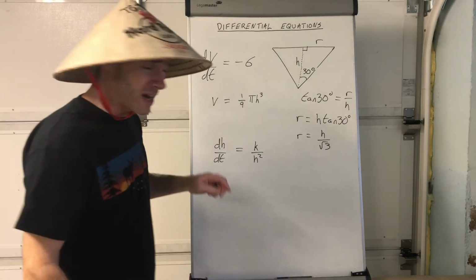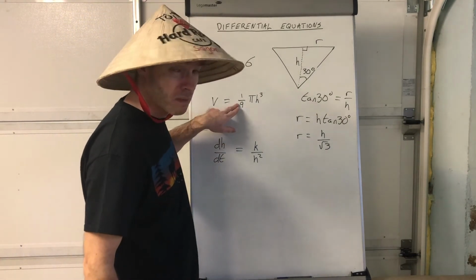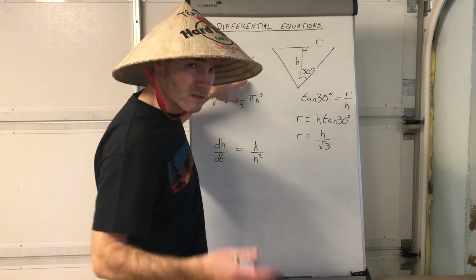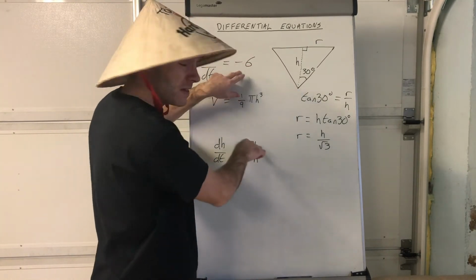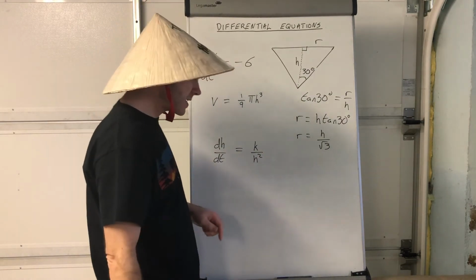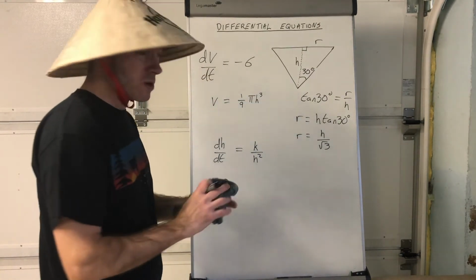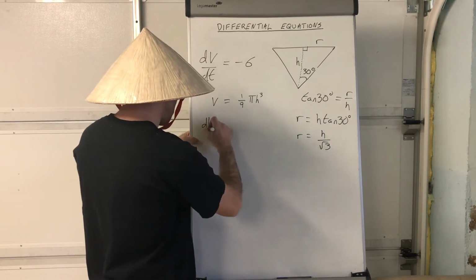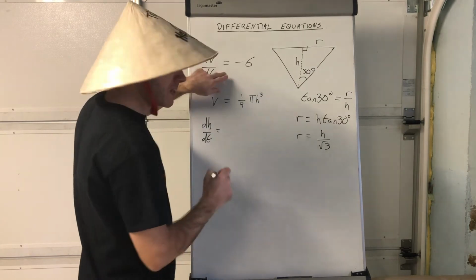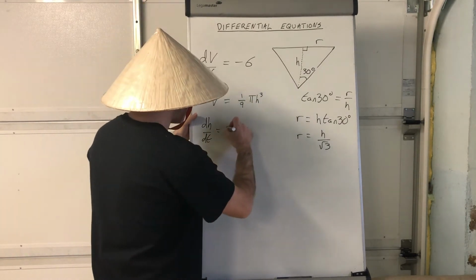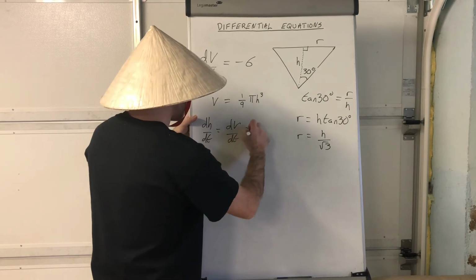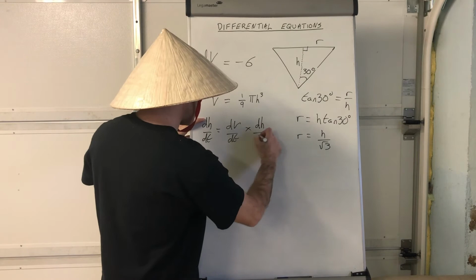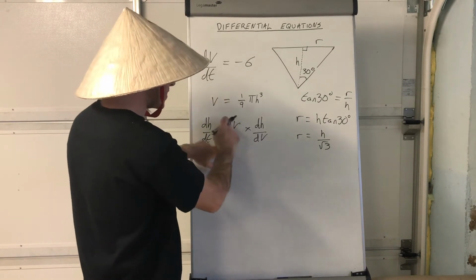So I've just cleaned my board a little bit. This is what we had. We had V equals 1/9 pi H cubed, and we had dV/dt equals -6 from the beginning of the question. I'm hoping the negative will feature in here. Right, we need to get an expression for dH/dt, don't we? So using the chain rule, dH/dt is equal to dV/dt multiplied by dH/dV, so that the dV's cancel, and then lovely, we have dH/dt.